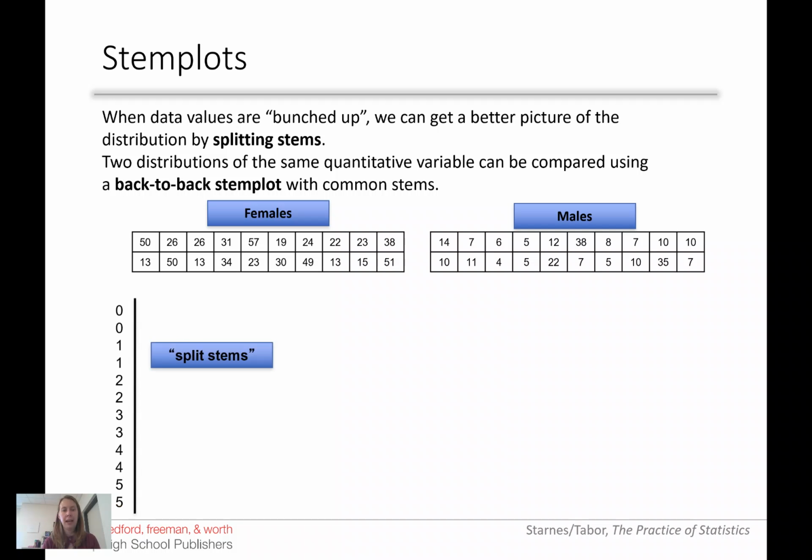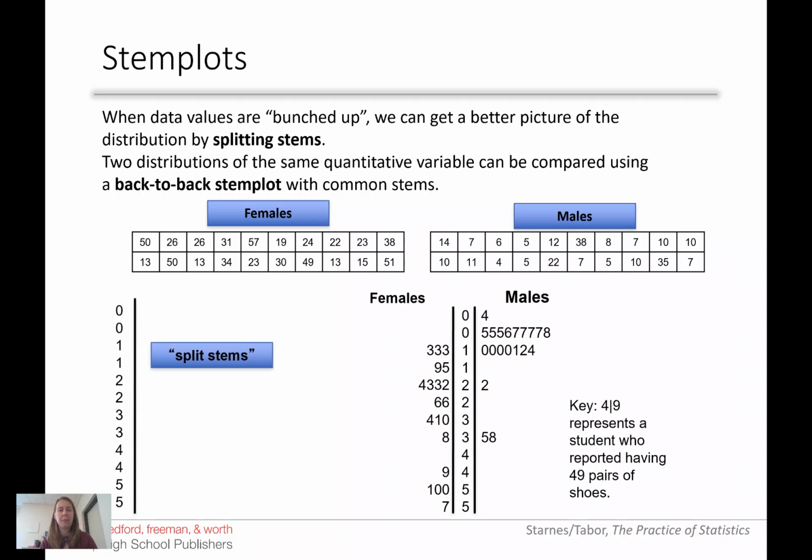You can also have back-to-back stem plots, and that takes, like if we want to compare male and females, we have the same stem, and one category goes on one side of the stem, the other category goes on the other. So the males are on the right, the females are on the left, and when you're doing the left, notice small to big goes away from the stem.